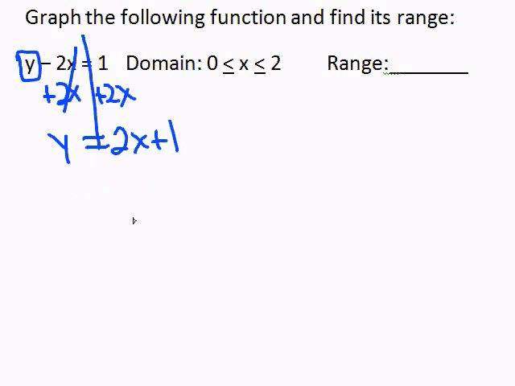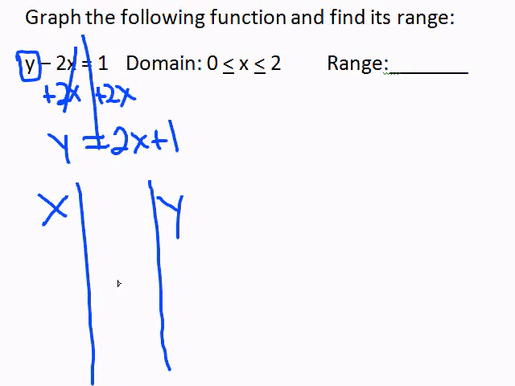Now that I have y as a function of x, I need to make a table like I did in the previous types of problems we worked. So I'm going to make an xy table, but I'm going to put a process column in between to help me keep track of my work.